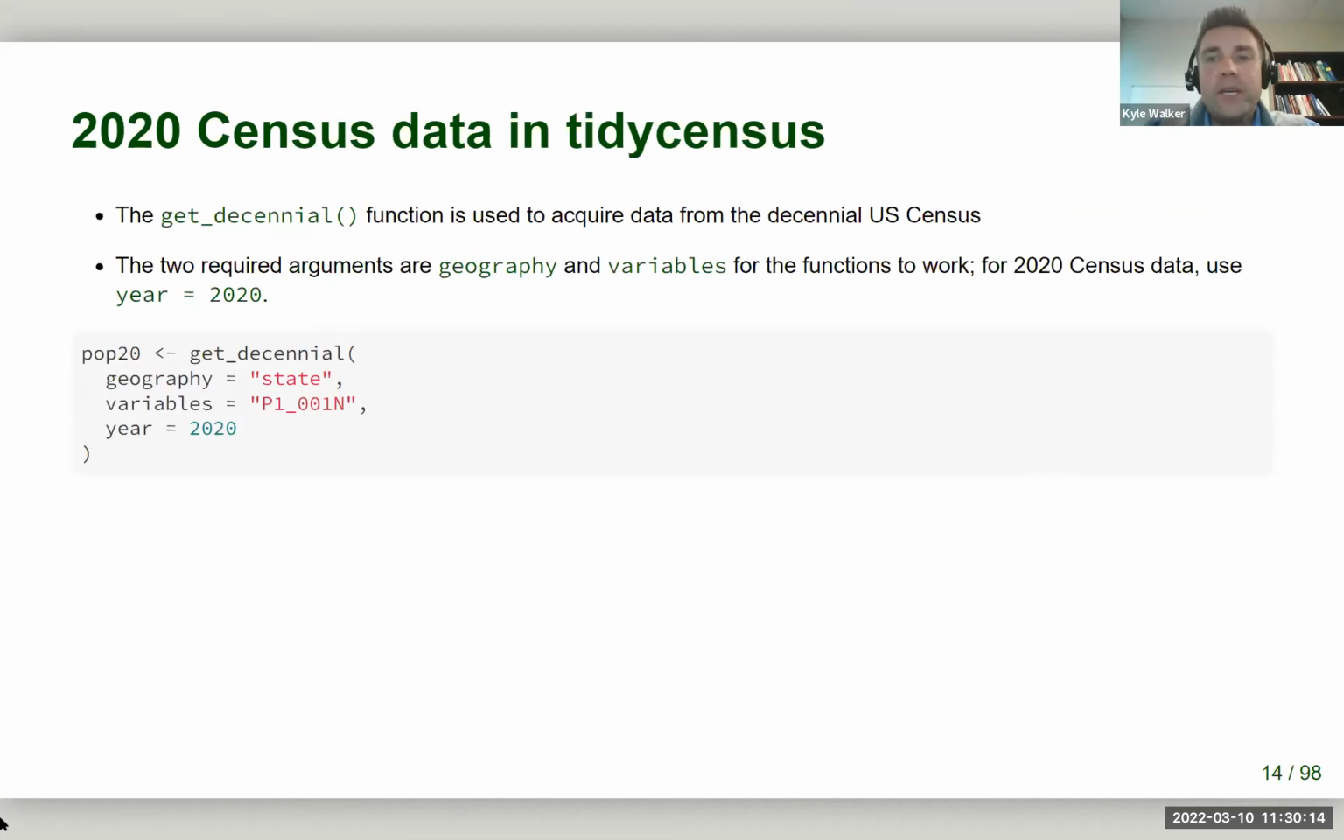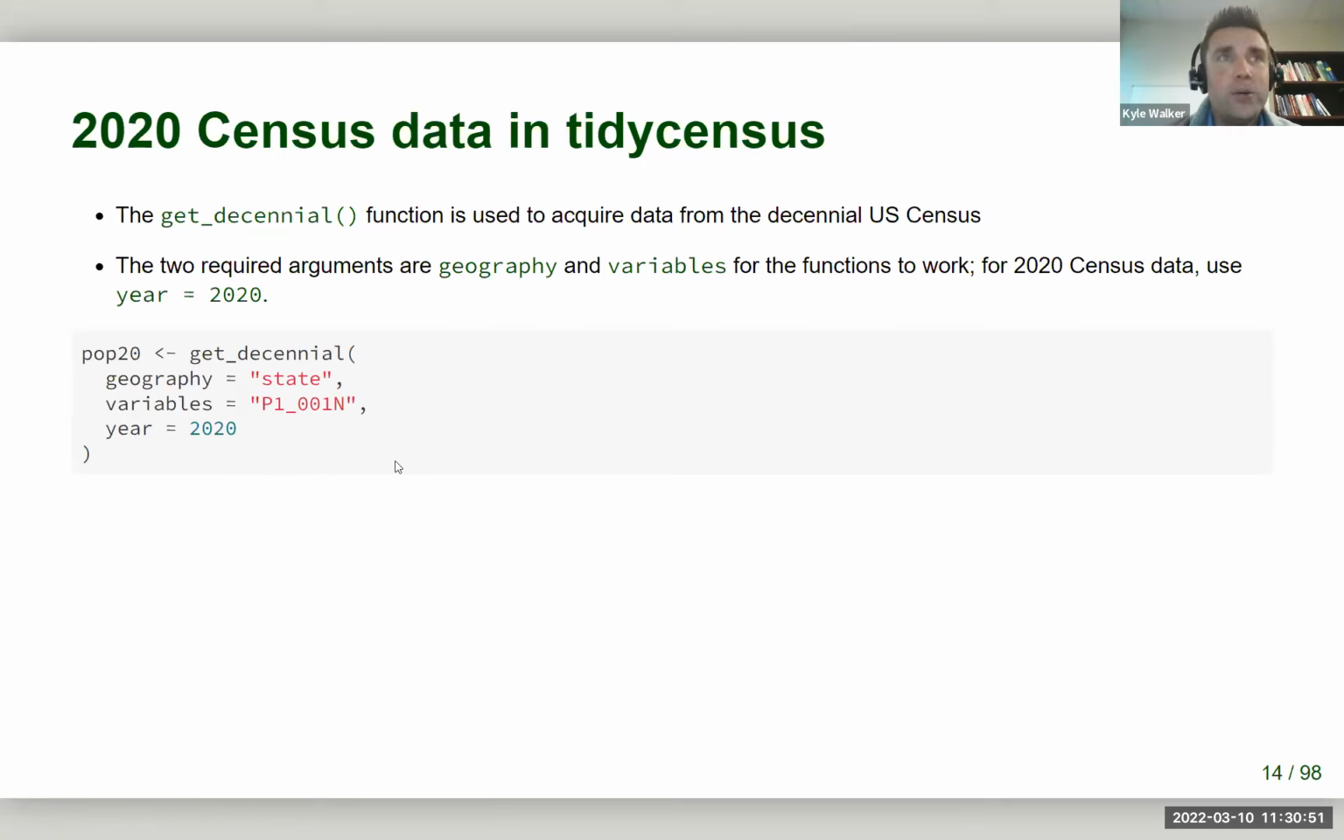So let's take a quick look at getting 2020 census data from Tidycensus. For any decennial census that's available from the Census API, you'll use the get_decennial function. We can use it to get census data from 2000, 2010, and now 2020. The default year in get_decennial, because we don't have the full 2020 decennial census yet, is still 2010. So if you want 2020 census data, you have to explicitly say year equals 2020.